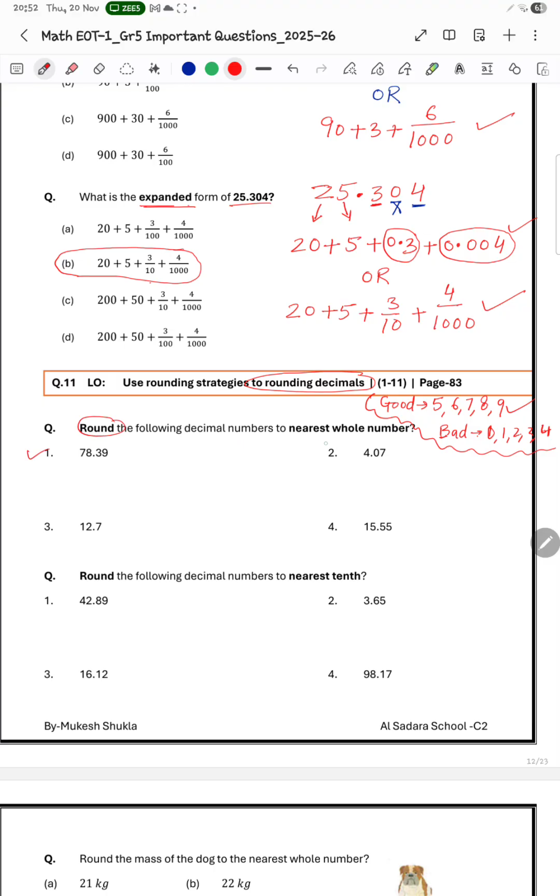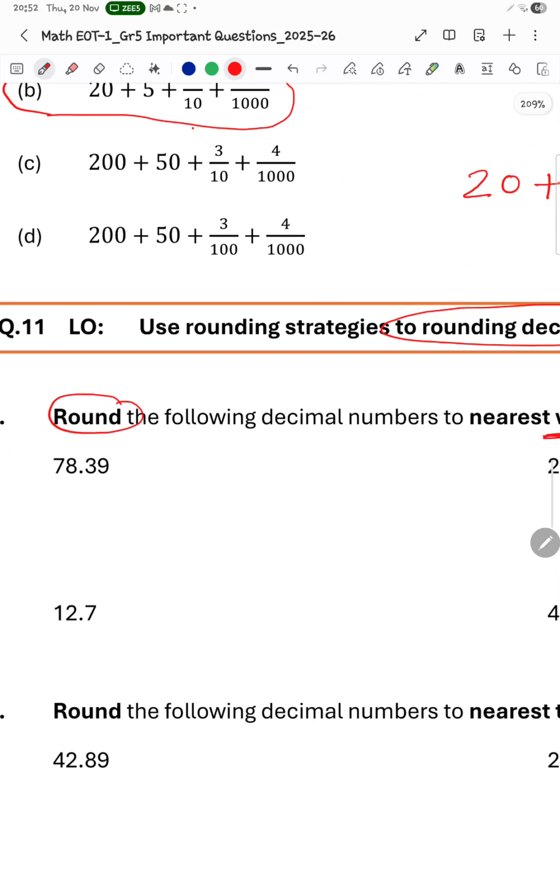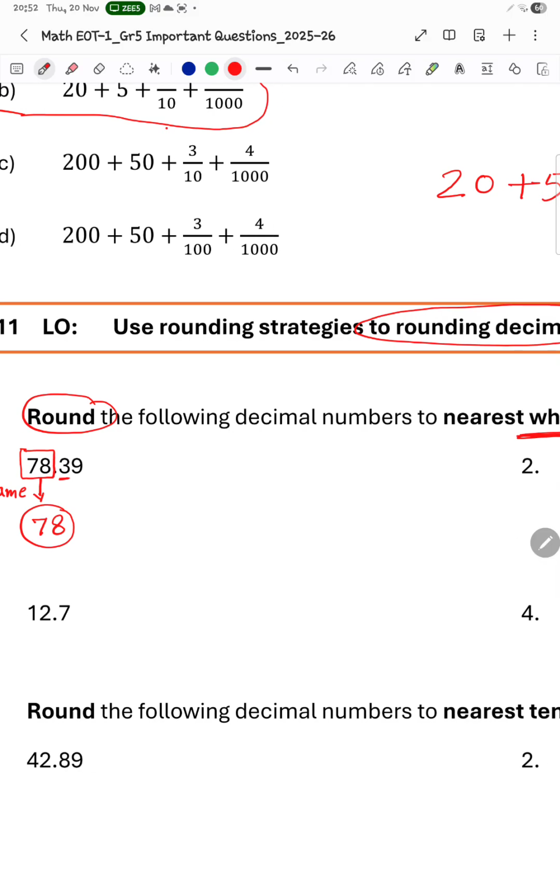So now here, question number 1. Round the following decimal number to the nearest whole number. So if they ask you round to the whole number, then circle whole number first. Make the box of whole number and look the next digit. Next digit is 3, not good. So this whole number will remain same. I will not give +1 because 3 is not good. So therefore answer will be 78 only. That's it. Okay. Come to the next.